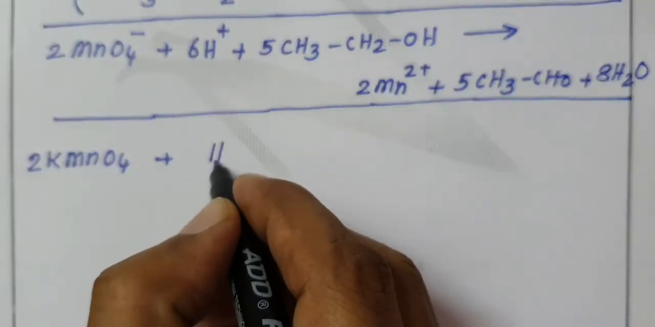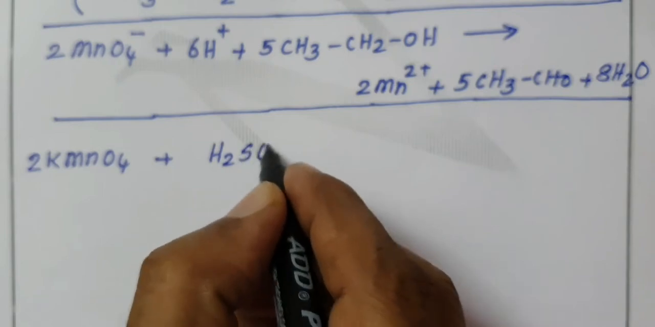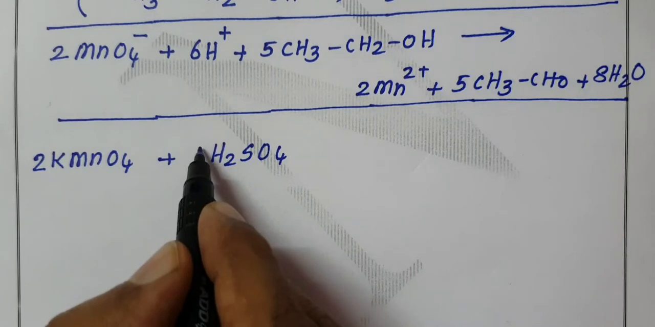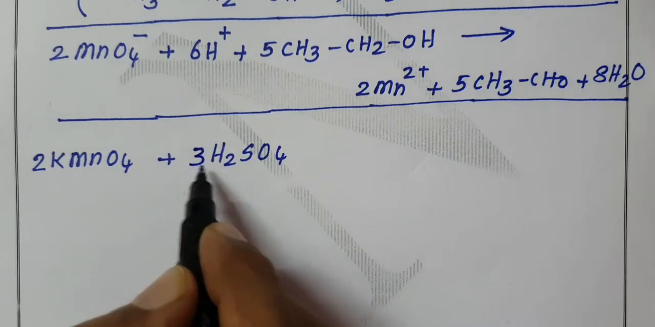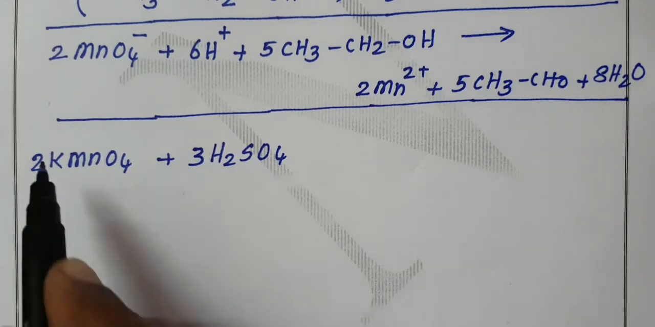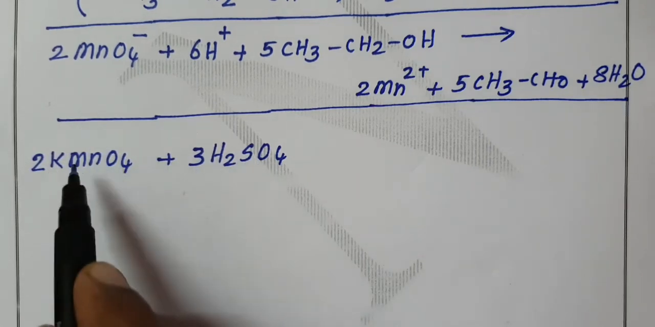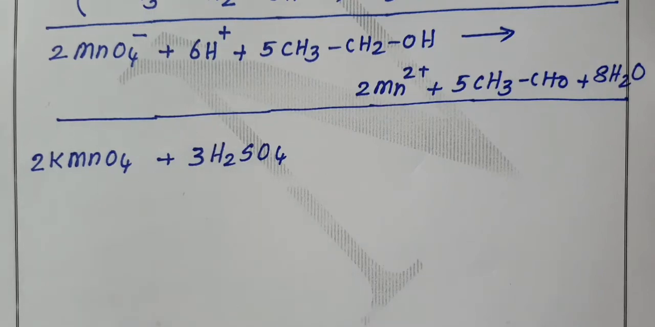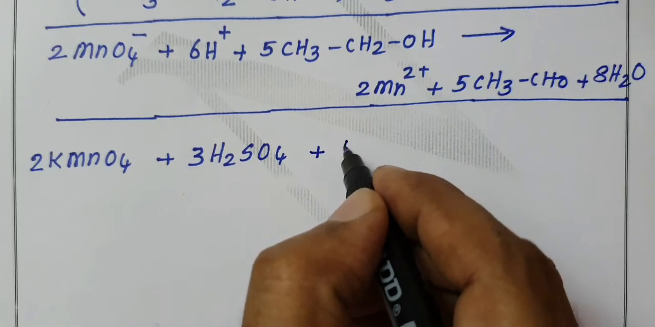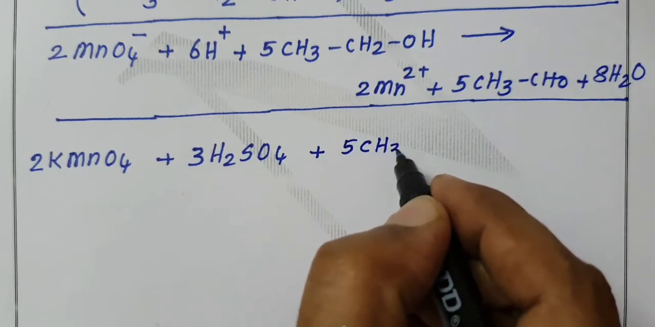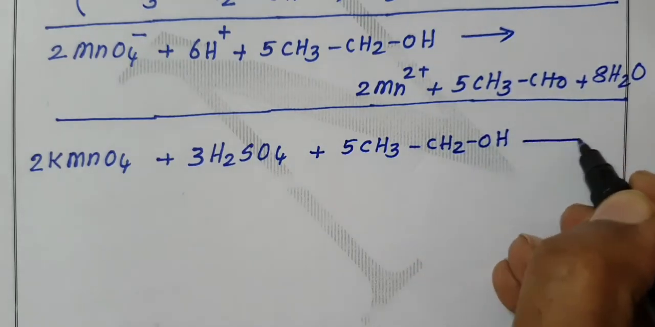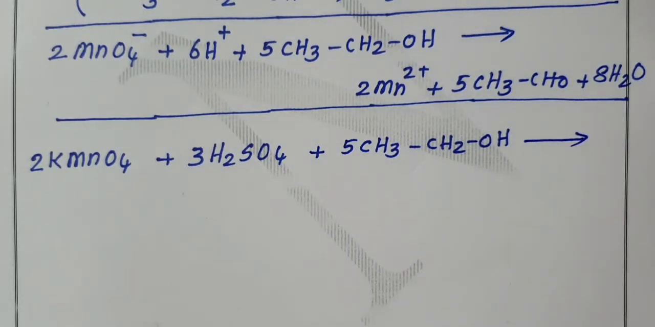Molecular formula H2SO4. How many H plus do we have? 6 H plus. Therefore, 3 molecules of sulfuric acid, 3 into 2 equals 6. So sulfate is entered. K plus combines with the sulfate 2 minus, and Mn combines with the sulfate 2 minus. Now plus 5 molecules of ethyl alcohol, CH3CH2OH, gives the products.